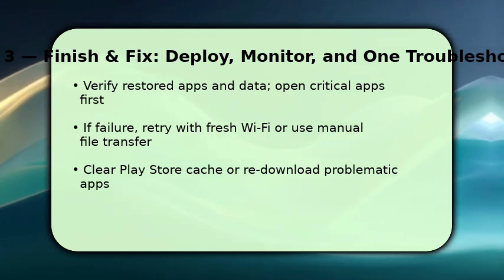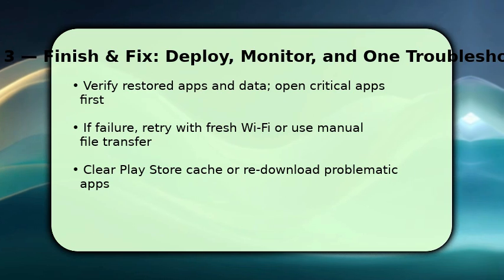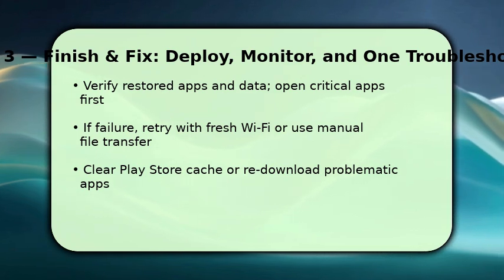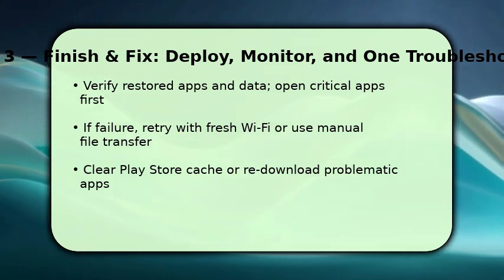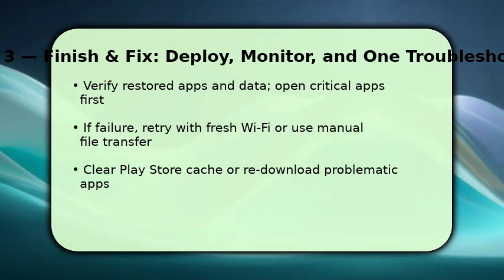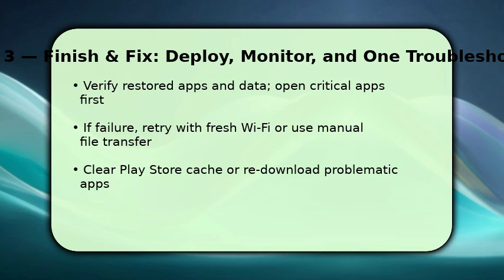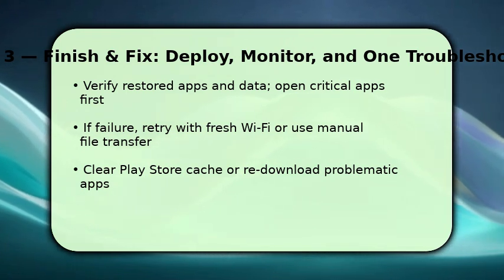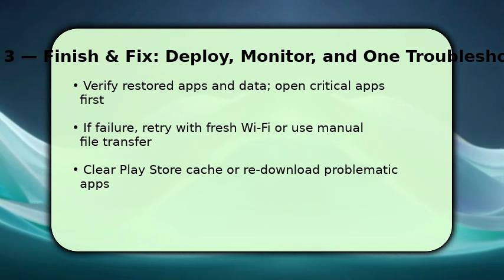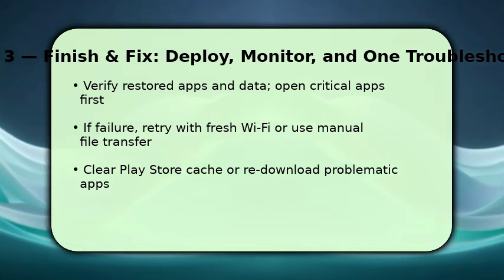If something failed, retry the restore while connected to a different, stable Wi-Fi network and ensure time/date is correct. Alternatively, transfer the manual backup file via USB and import. If an app refuses to restore, clear the Play Store cache or uninstall and re-download it, then sign back in. One tip: reboot the device after restores to finalize file permissions and background sync.